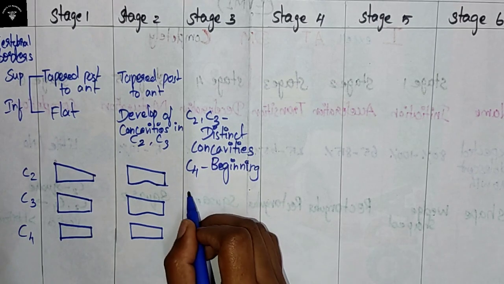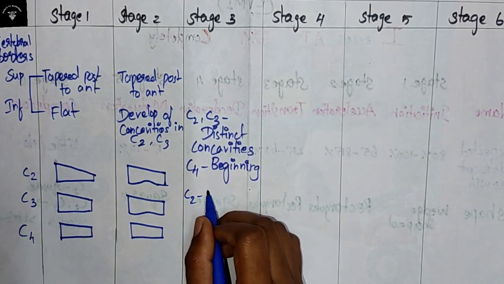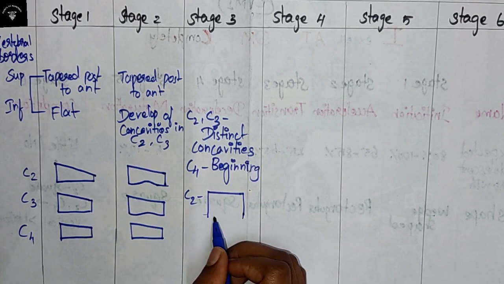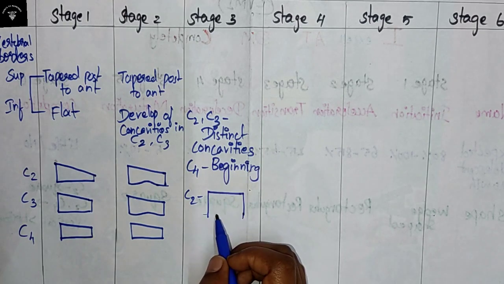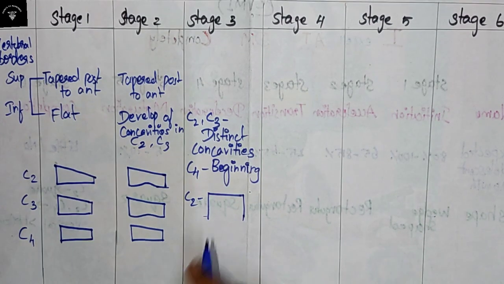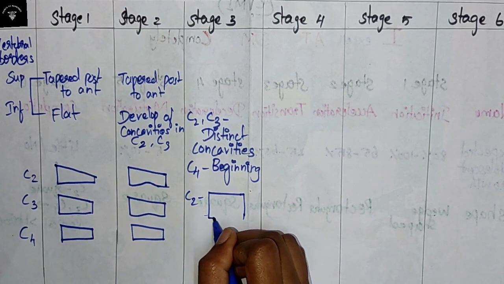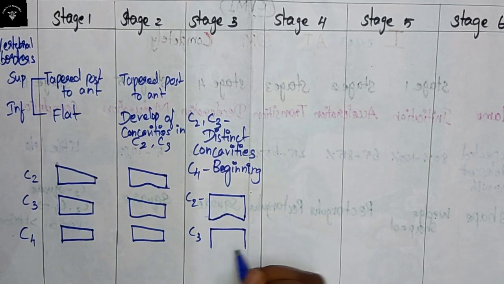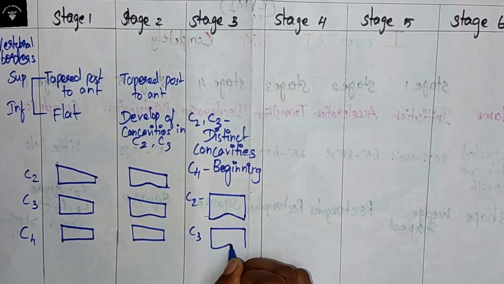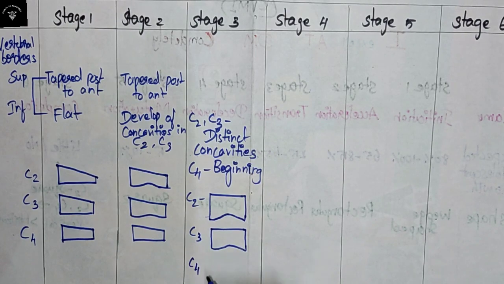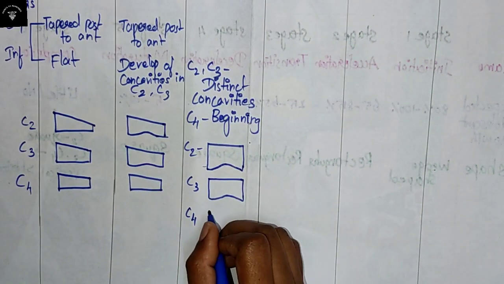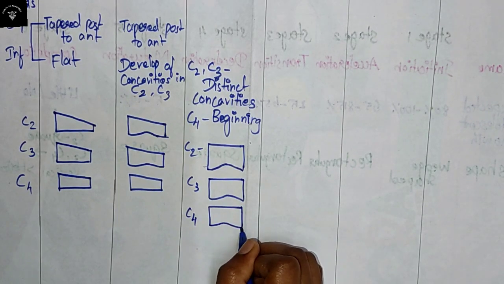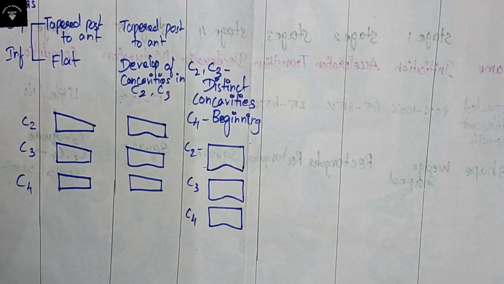We are bothered about the inferior borders. So in C2 and C3, how are the borders? There will be distinct concavities, like this. And in C3 also, distinct concavities. In C4 there will be just the beginning of concavity. So just the beginning, there will be no distinct concavity.